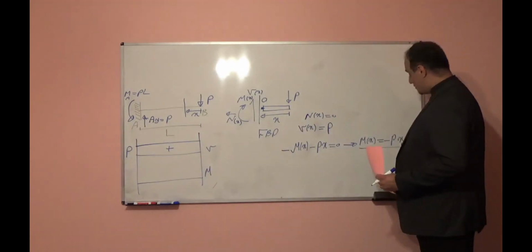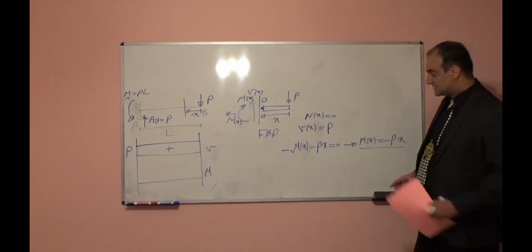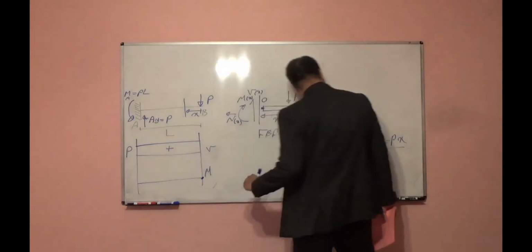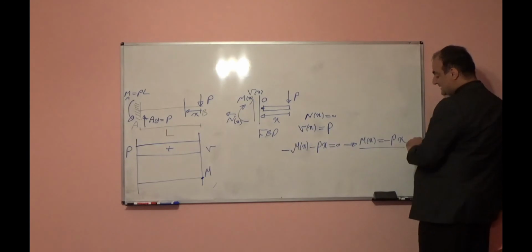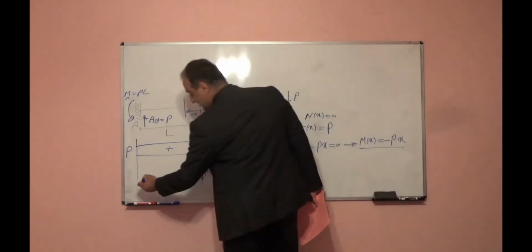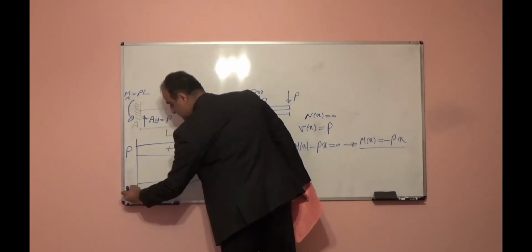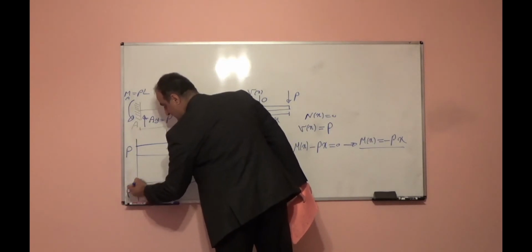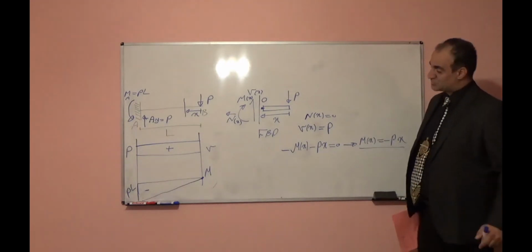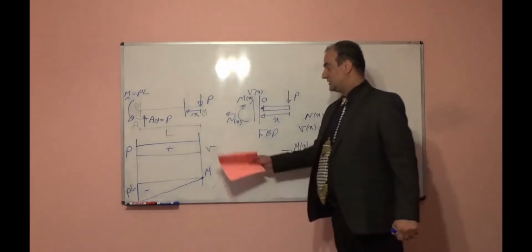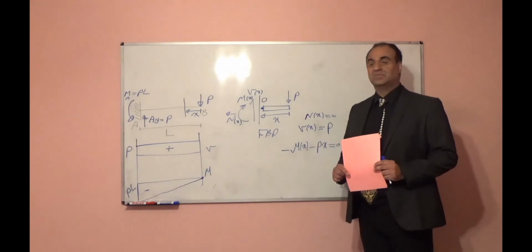X is equal to 0 means point B. What is the moment M? 0 times number, it is 0. X is equal to L means point A. Moment will be negative PL. And it increases linearly to PL because this function describes one inclined line. So this is linear. This is the shear force diagram and bending moment diagram using the classical way, free body diagram.